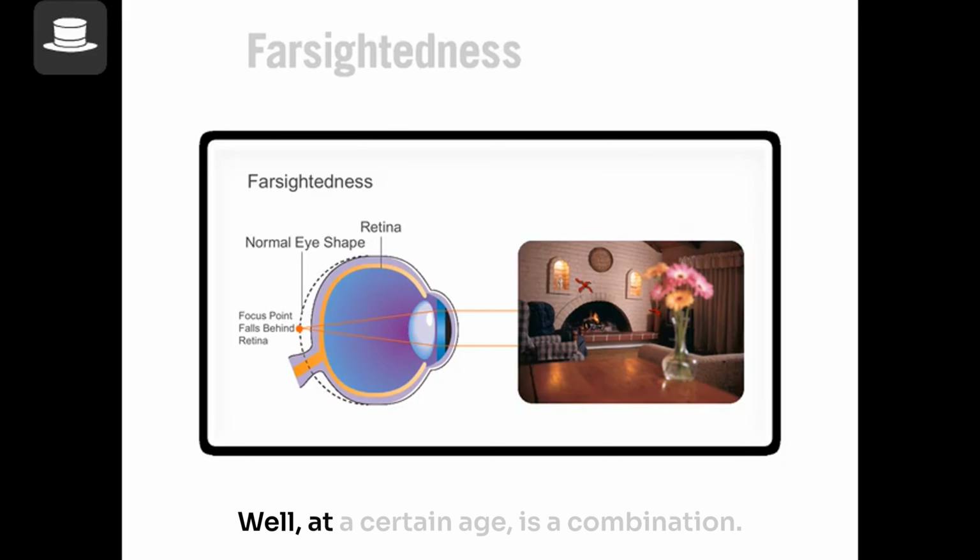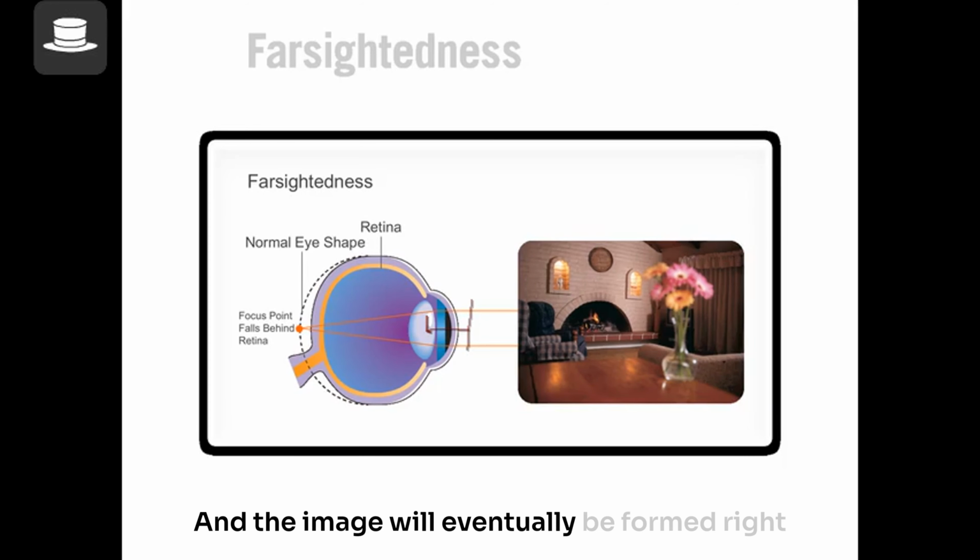Well, at a certain age, it's a combination. That's why people wear bifocal glasses, right? Where they have both farsightedness and nearsightedness. So the lenses that individuals with farsightedness wear would help this particular lens, giving that extra lens, and the image will eventually be formed right on the retina as opposed to behind.